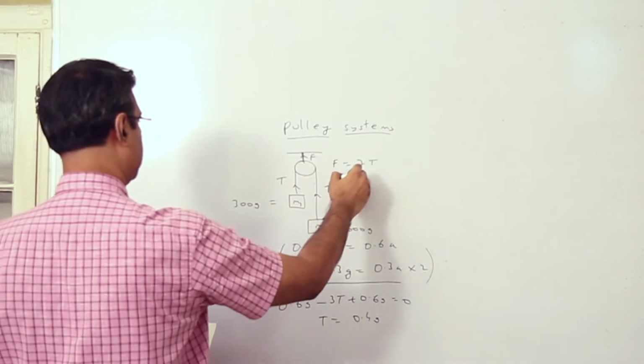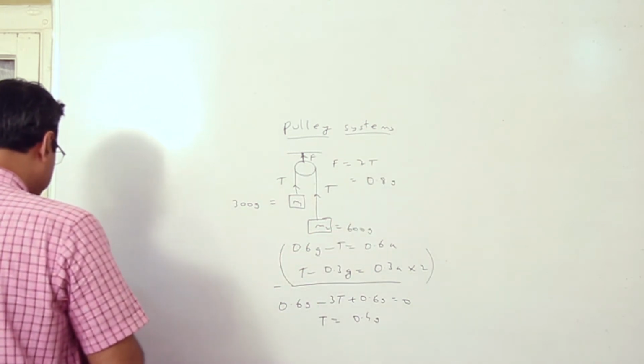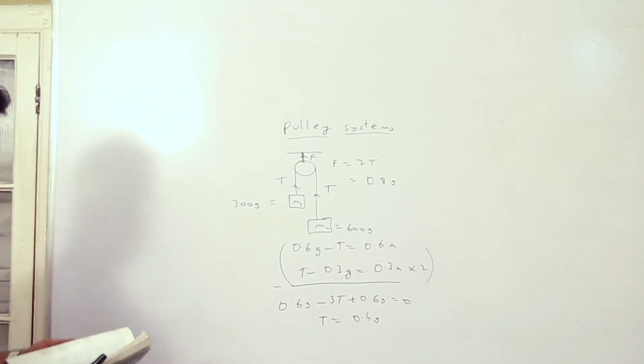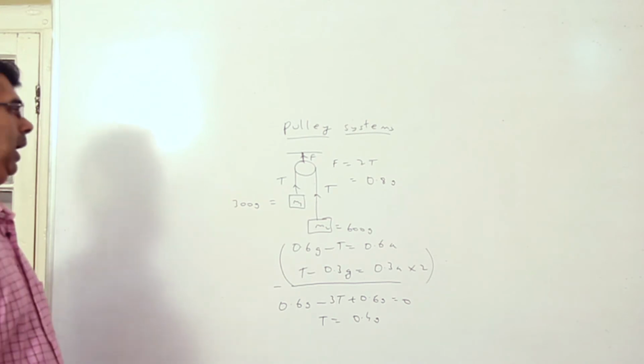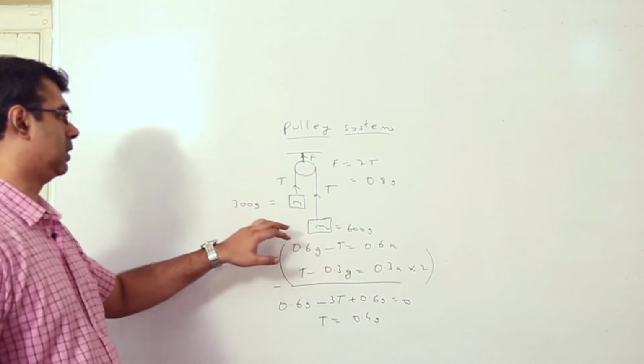You can see that will be double of T. So the answer will be 0.8 g. So we have got a basic idea of how to handle pulley systems, and the pulley is considered massless, string is considered massless.